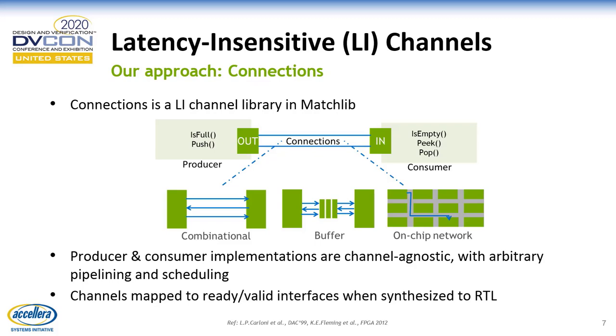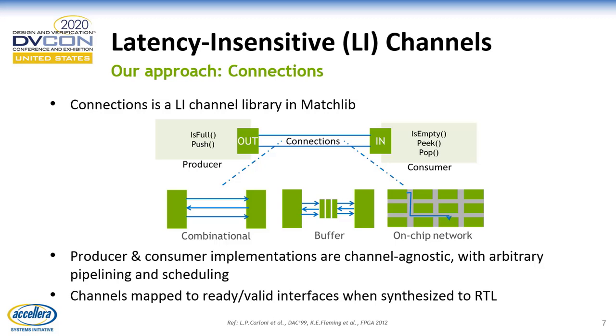Our latency-insensitive channel library is called Connections. It is part of MatchLib. It has a number of different options to choose the appropriate choice of channels during the high-level synthesis process. It offers a similar API that is channel agnostic, so that the producer and the consumer blocks can be designed independent of the choice of the channels. Further, the producer and the consumer designs are also completely decoupled, and therefore they can be targeted for arbitrary pipelining and scheduling in the design process.